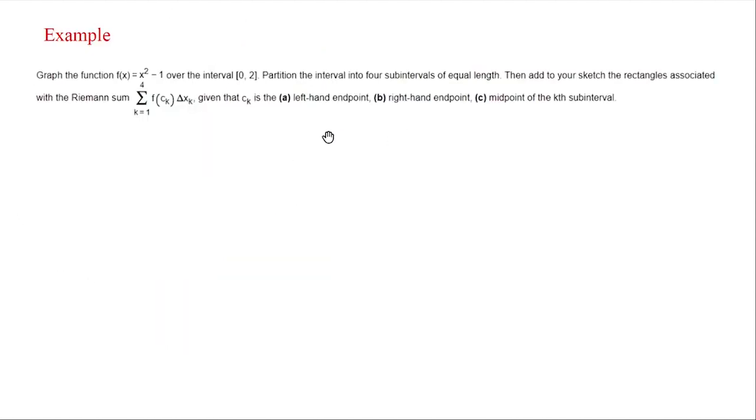So we're going to see one example here. Graph the function x squared minus 1 over the interval 0 to 2. So this is the parabola over 0 to 2. Partition the interval into 4 subintervals of equal length. So here we're going to divide this 0 to 2 into 4 equal intervals. That means if you divide 0 to 2, which is 2, by 4, that would be half.